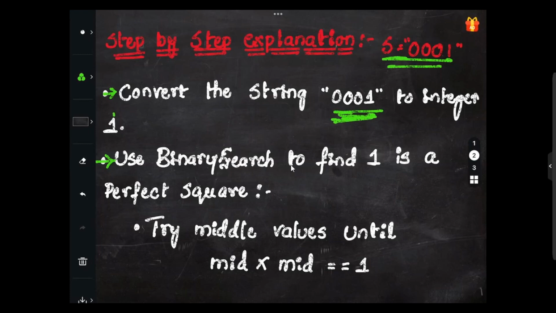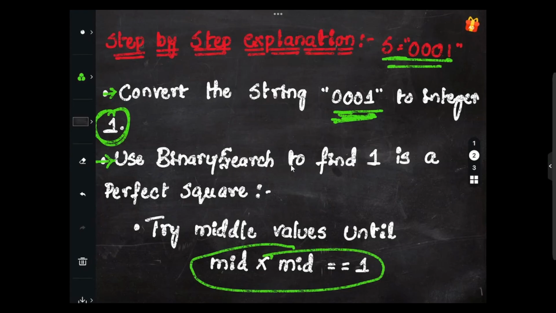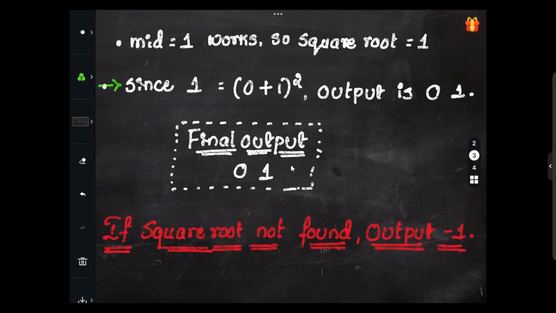After successfully converting the string 0001 to integer 1, we will be making use of binary search to find whether 1 is a perfect square or not. We will try all the middle values until mid into mid equals 1. This part is important actually. I hope this is clear, a simple one.